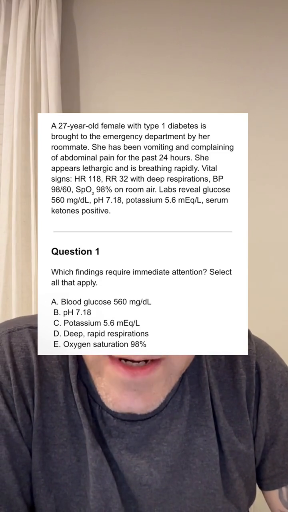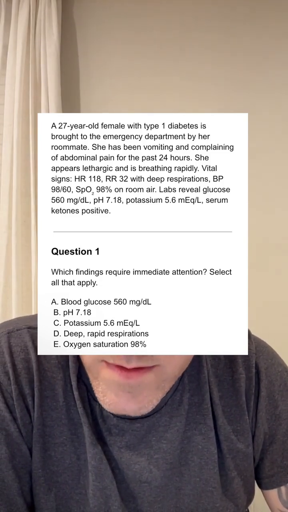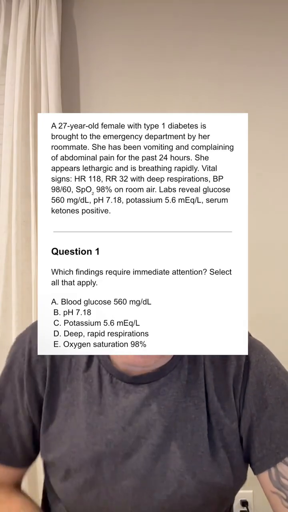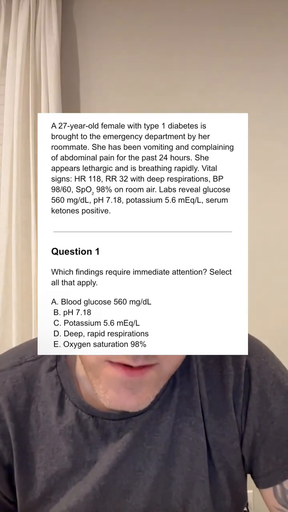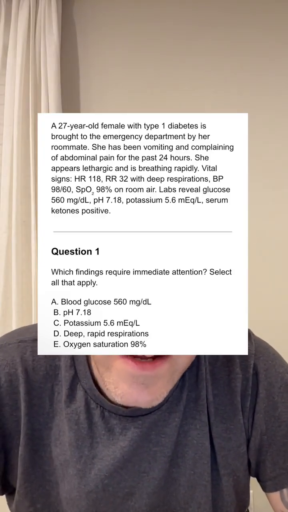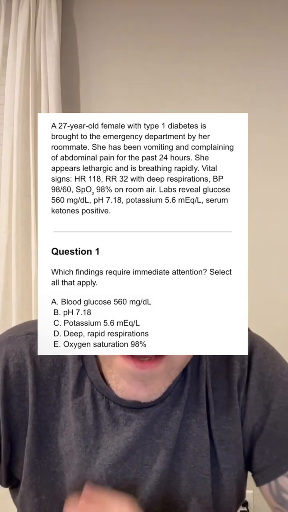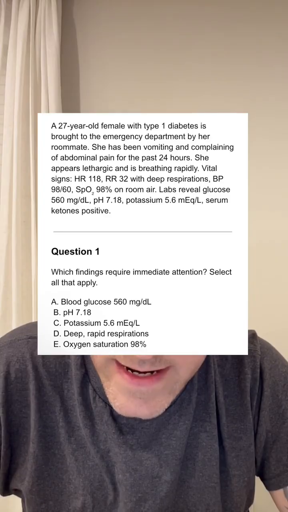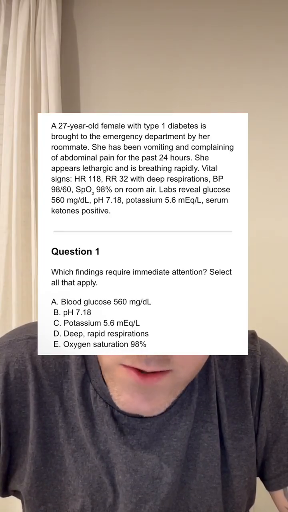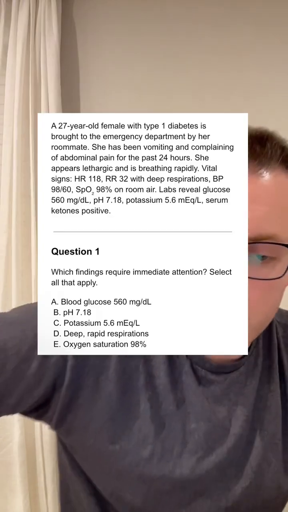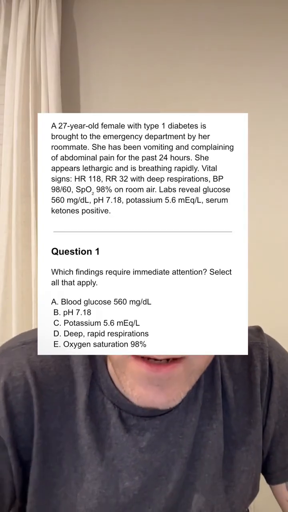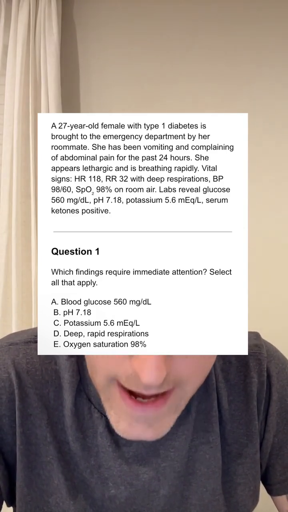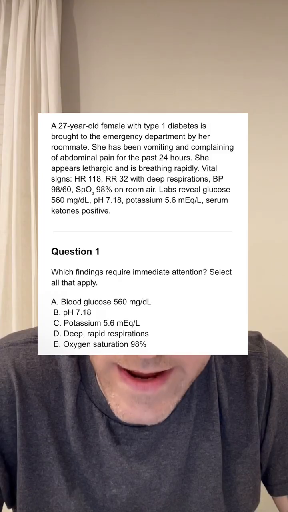So the answer to question 1 of this case study is B, C, and D. B because we're talking about severe metabolic acidosis, and that's life-threatening. C because hyperkalemia increases the risk for lethal dysrhythmias. And D because Kussmaul respirations indicate there's some respiratory compensation for the acidosis going on. High glucose is expected in DKA, and it is not the immediate killer. So that's why not A.